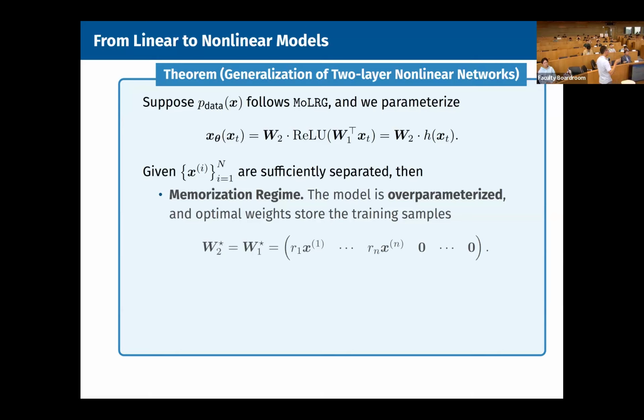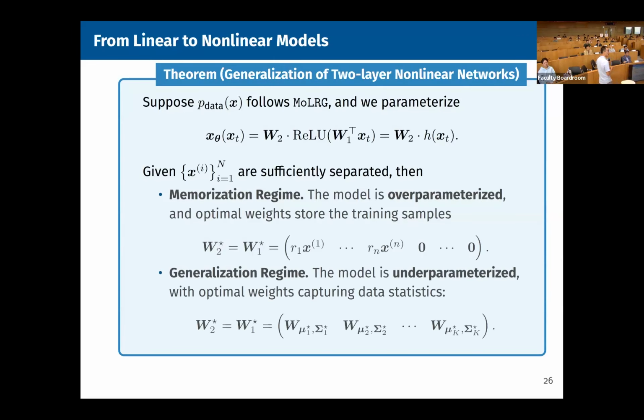So each column of the weights is storing the training data in the weights. And this is how the model memorizes, right? It's storing the training samples in the weights. And now the network is acting like an associative memory type of network, right? And that's why it reproduces the training data. And when the model generalizes, we can show that the model needs to be under parameterized, and then the optimal way is actually capturing the data statistics. So here each block of this matrix is storing the underlying mean and the covariance of your mixture Gaussian. And that's how the model actually generalizes.